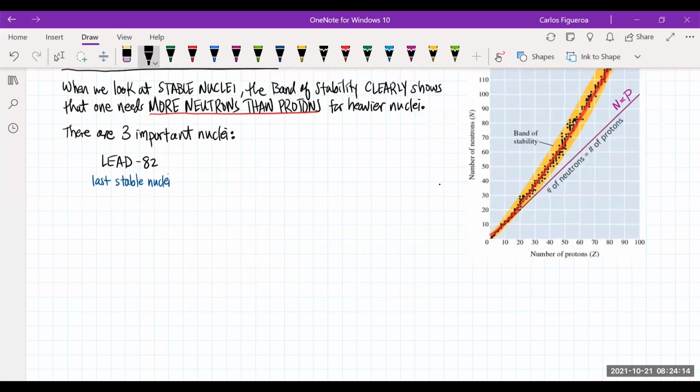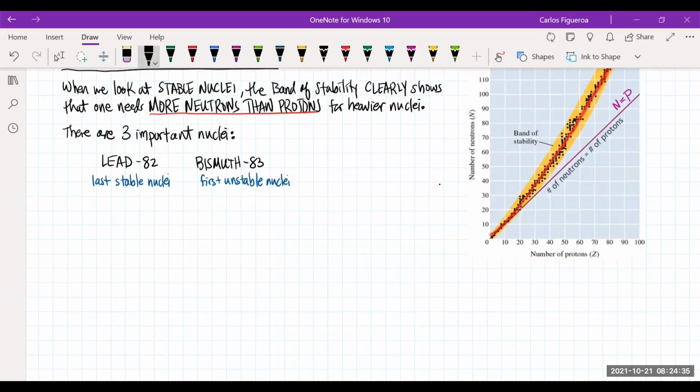And then the next one is bismuth. So why is bismuth important? Well, that's 83. Bismuth is important because it's the first unstable nuclei.